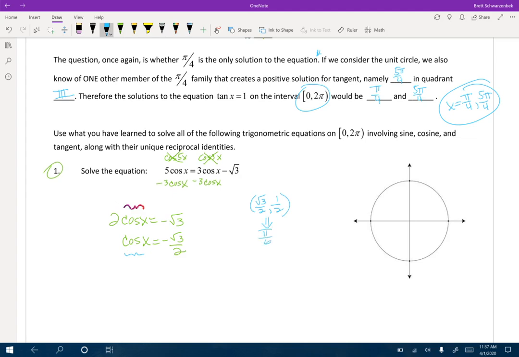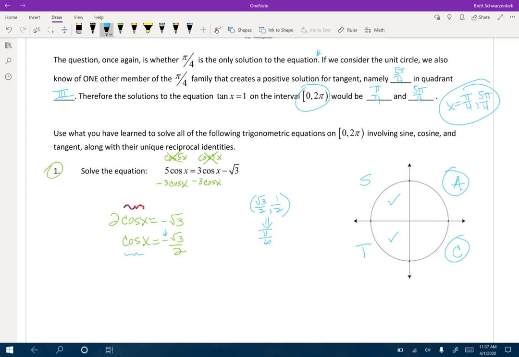But we need it to be negative. So again, what do we do? We go to our All Students Take Calculus, and we find the two quadrants where cosine must be negative. Well, where is it positive? It is positive here and here, which means we want these two quadrants to be where the solutions of this problem will lie.